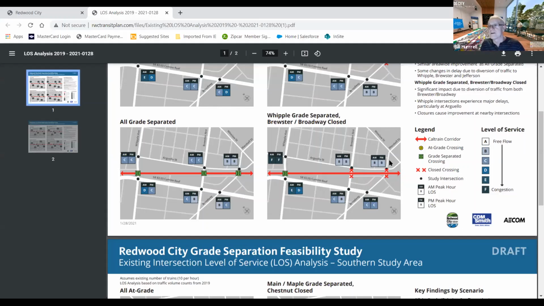And I think that also answers the question about what happens if you close those two streets or if you grade separate. Yeah, it does. Thank you, Bill.